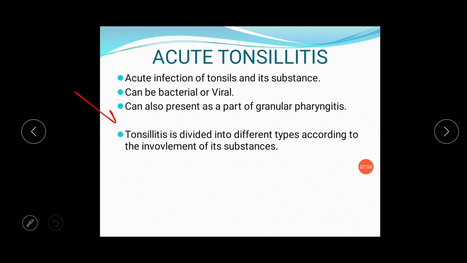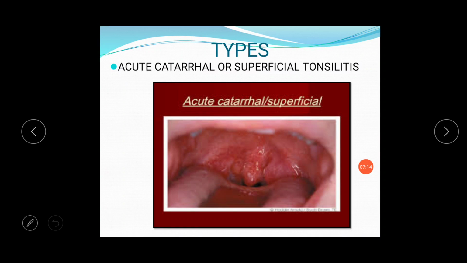So tonsillitis is usually divided according to the infection present in the substance of the tonsil. There are mainly 4 types of acute tonsillitis. First is acute catarrhal or superficial tonsillitis, in which infection is spread up to the superficial non-keratinizing stratified squamous epithelium. This type of tonsillitis usually presents as generalized granular pharyngitis with tonsillitis. So tonsillitis is a part of pharyngitis. In this, tonsils are red, but there is no pus formation over the tonsillar substance.